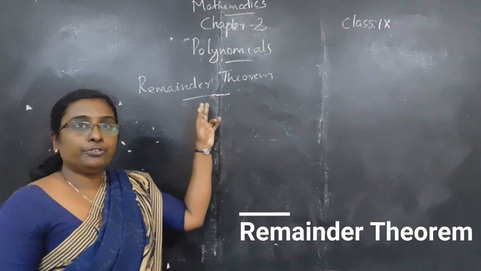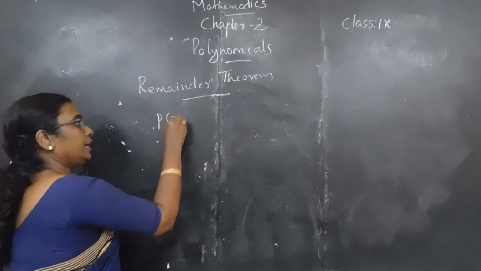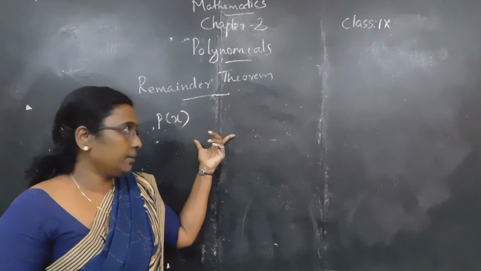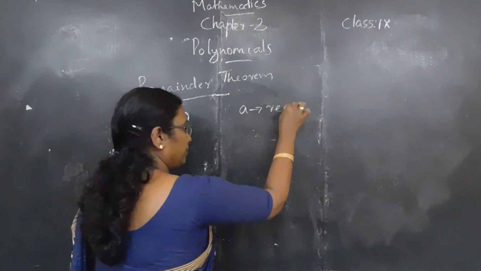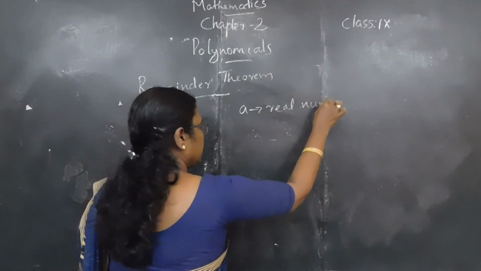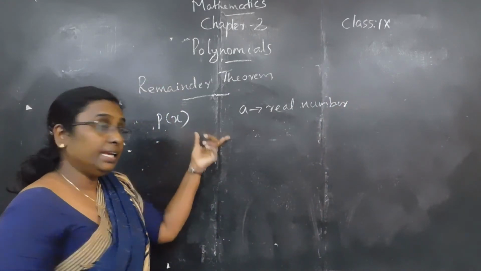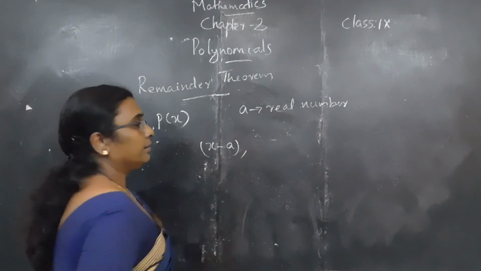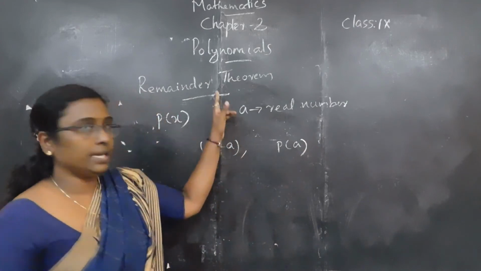Then the statement of the remainder theorem. Let P(x) be any polynomial of degree greater than or equal to 1 and a is any real number, and if P(x) is divided by the linear polynomial x minus a, then the remainder will be P(a). This is the remainder theorem.